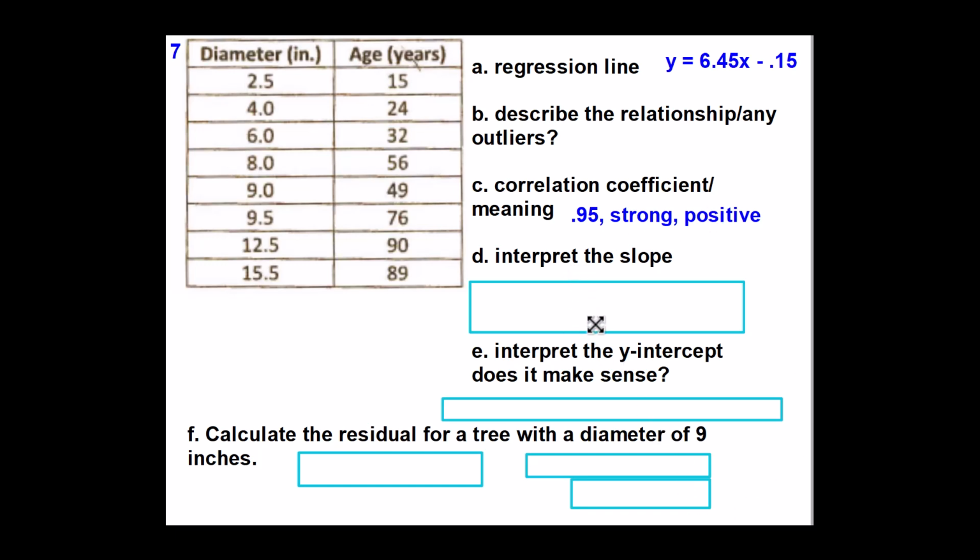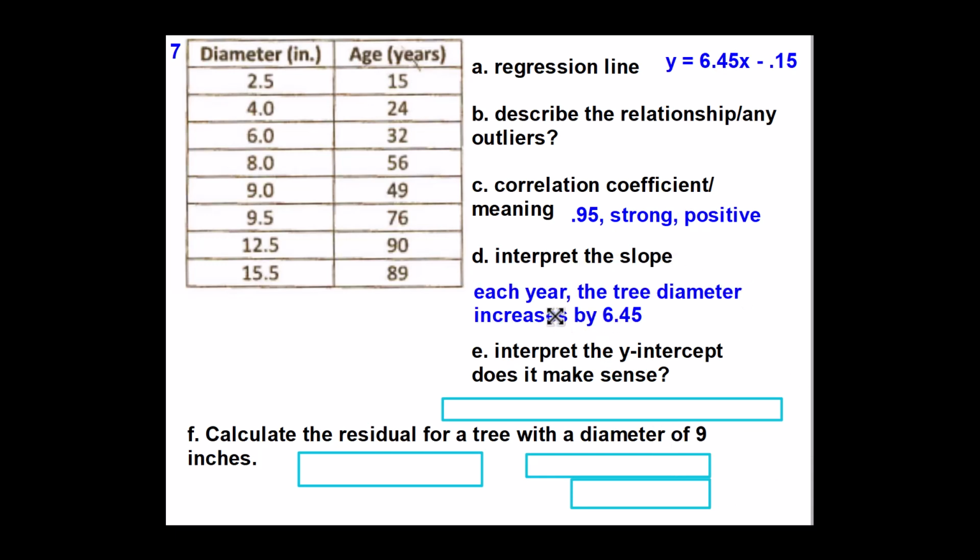And the slope is going to be a positive slope. So what that means is for each year, the tree diameter increases by 6.45 inches. Interpret the y-intercept, and does it make sense? So the y-intercept is negative 0.15. All right, so since we're talking about the diameter, the starting diameter can't be negative, so that does not make sense.